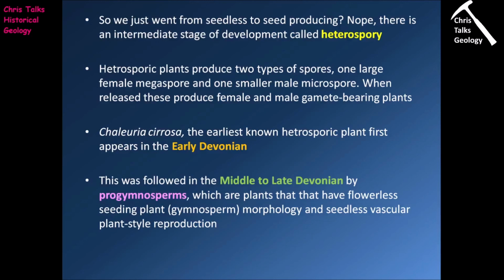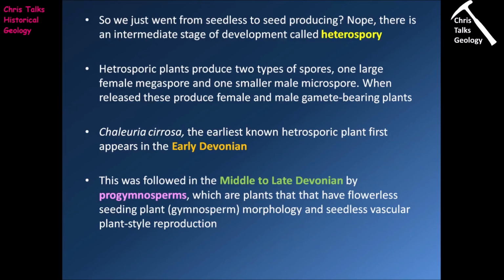So did we just go straight from seedless vascular plants to seed-producing plants? The answer to that is no. So there are actually a couple of intermediate stages before we make it from seedless vascular plants to gymnosperms. So the first one of these stages is heterospory. So heterosporic plants produce two types of spores, one large female megaspore and one smaller male microspore.